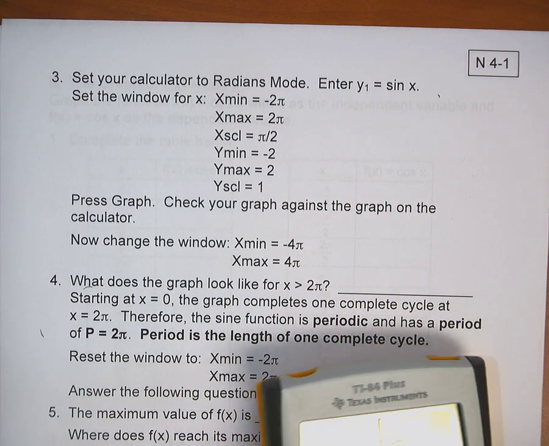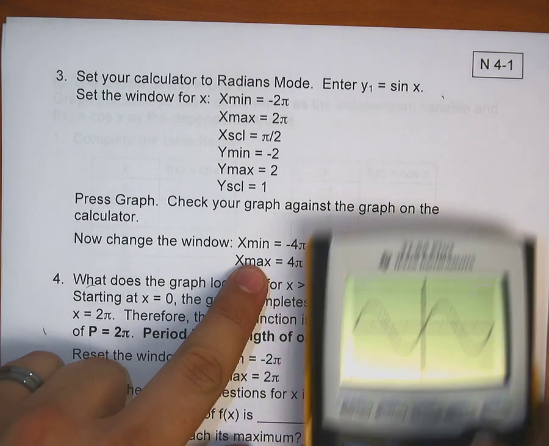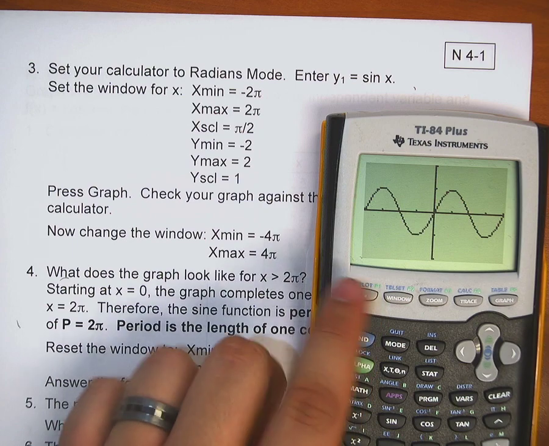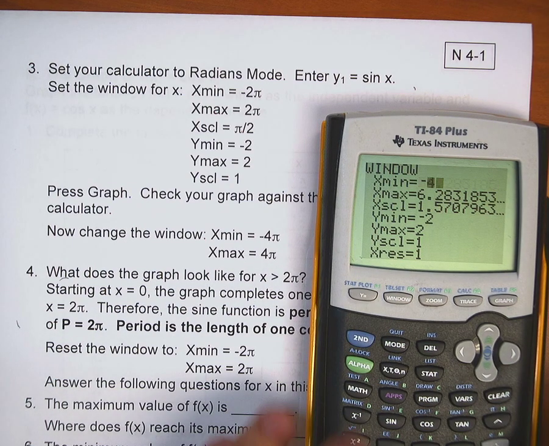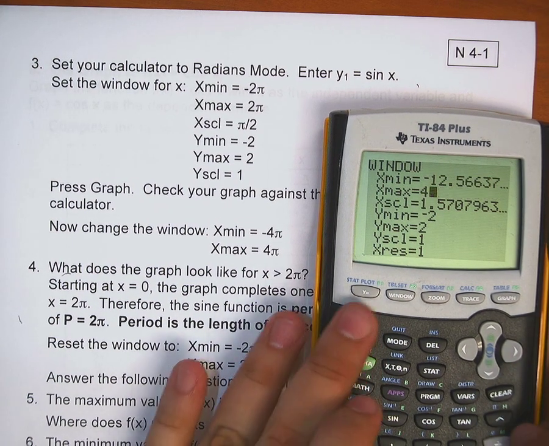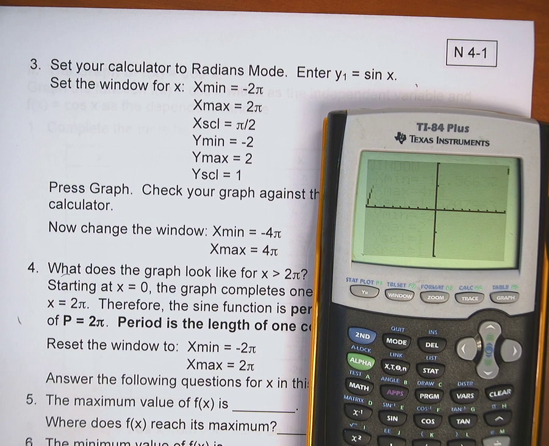Press graph, check your graph on the calculator. Now change your window from -4 pi to 4 pi. So window -4 pi to 4 pi, X min, X max, graph, and look at what it does. It keeps going, kind of like a sound wave. It keeps on going. Fantastic.